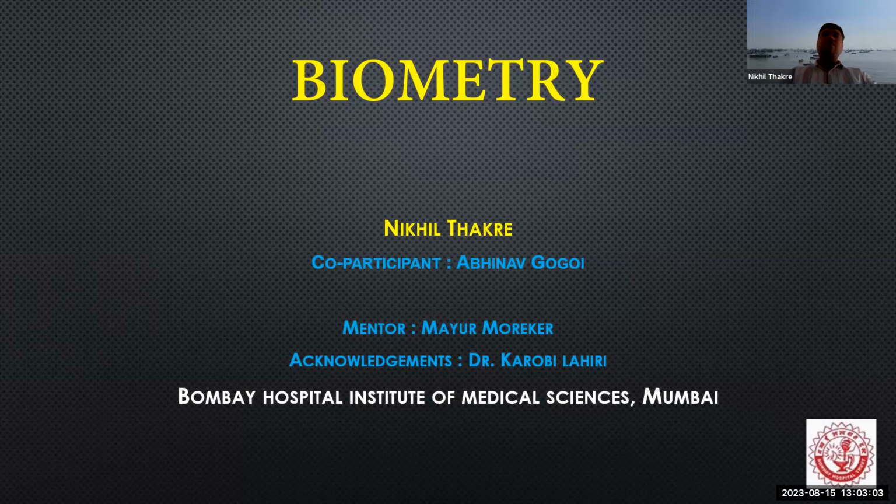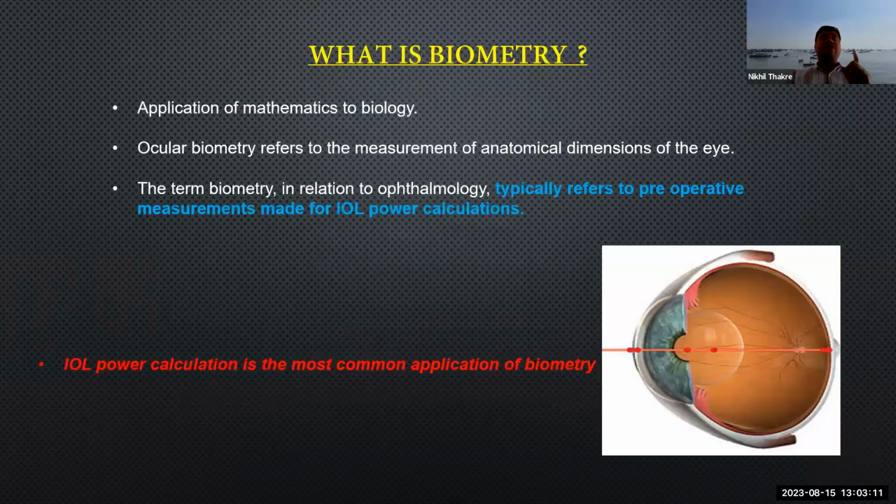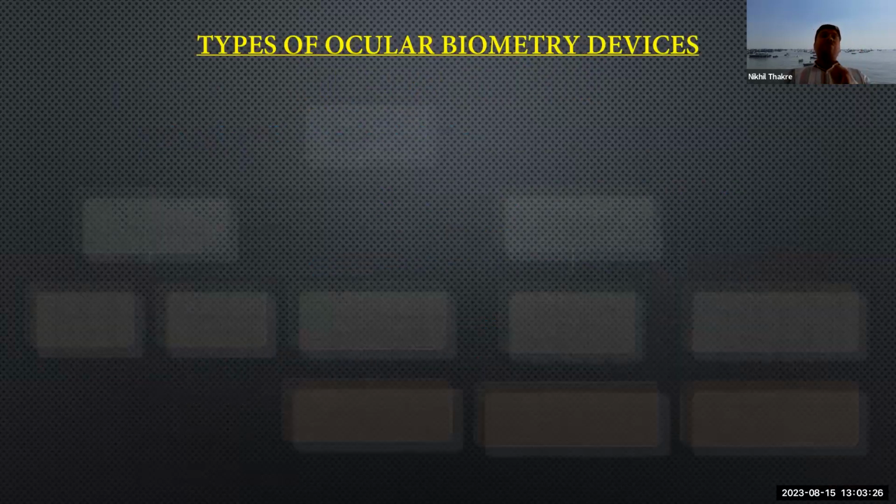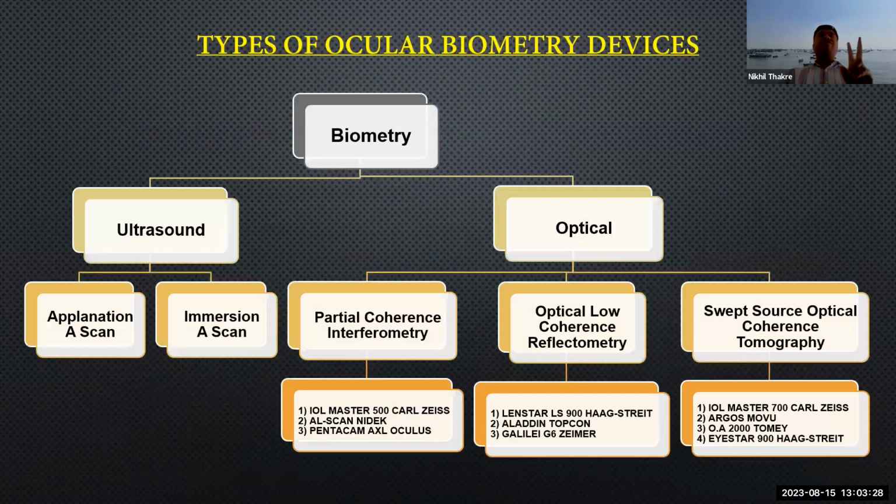Good afternoon, students. Today we are going to study an interesting topic, biometry. So what is biometry? It is the application of mathematics to biology. In ophthalmology, it typically refers to pre-operative measurements made for IOL power calculations. Axial length and corneal curvature are the most important ocular dimensions measured. On the basis of technologies used, biometry devices are classified into ultrasound devices and optical devices.